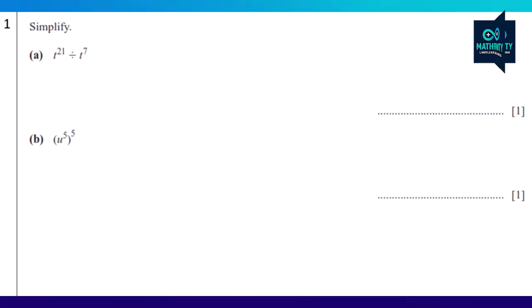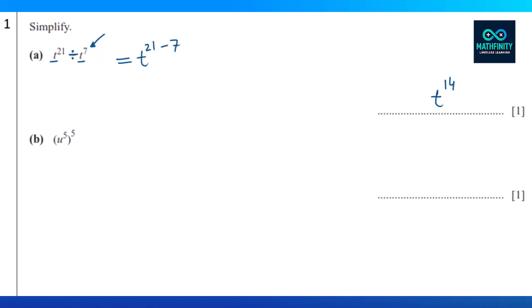Okay, let us now solve past paper questions. Hopefully you revised the rules properly. Now we are going to discuss the past paper questions. They said simplify, and we can see the bases are the same. This base is t and this base is also t. Bases are the same, and what operation is between them? Division sign. So we have to write t power 21, and change the sign of this power, -7. 21 minus 7 is 14.